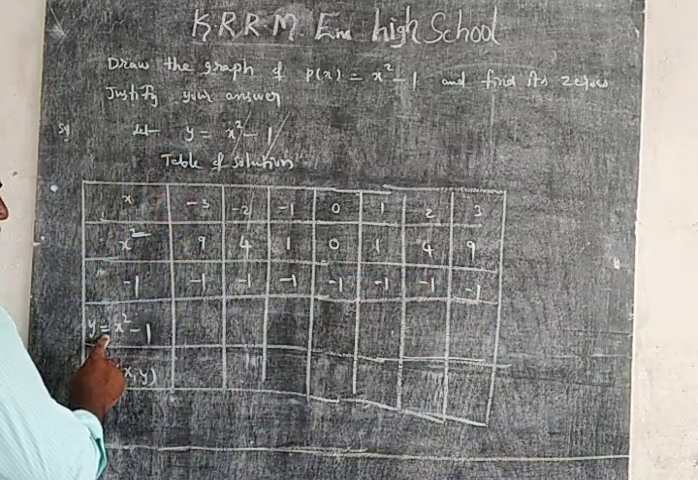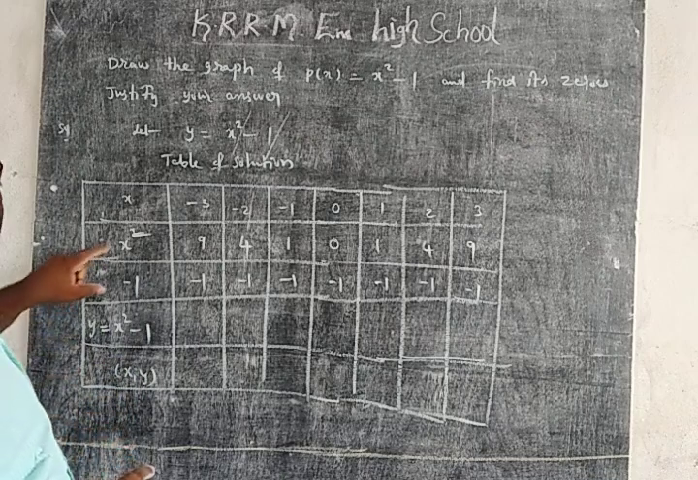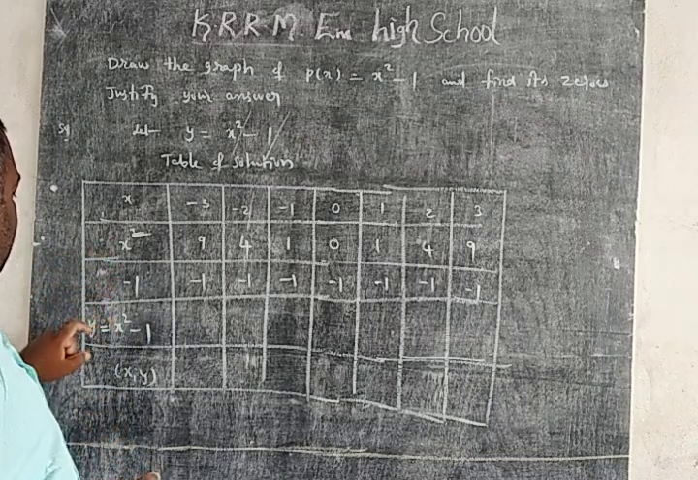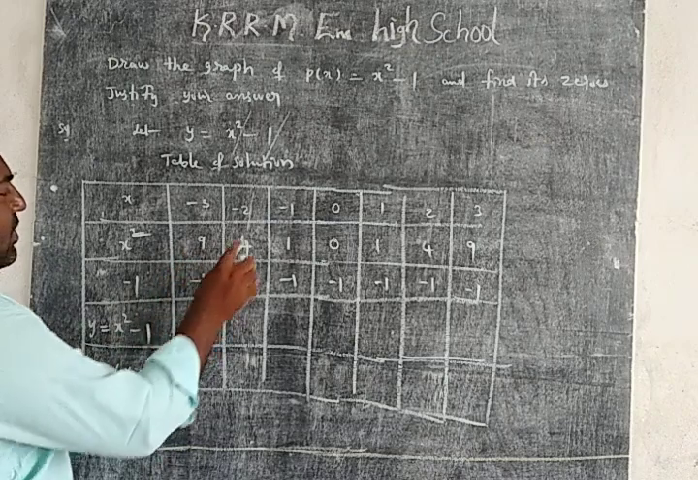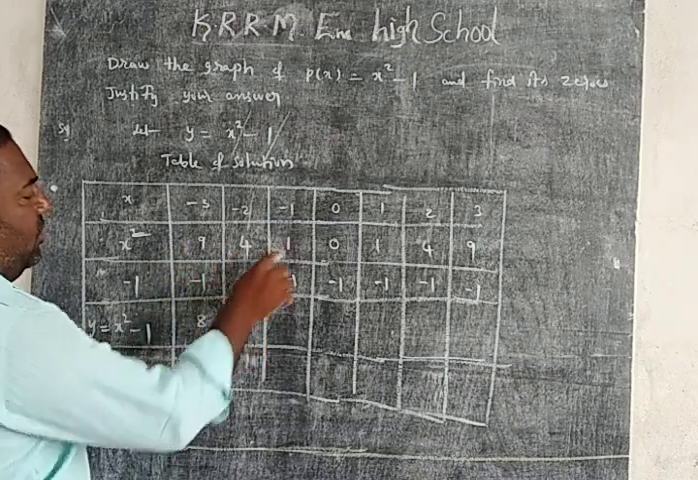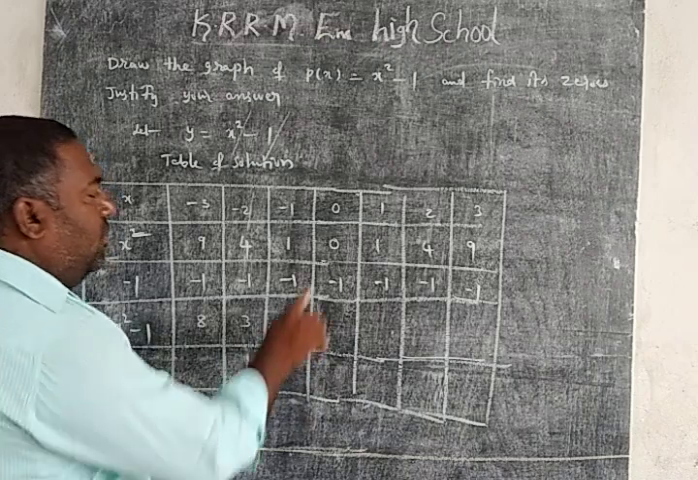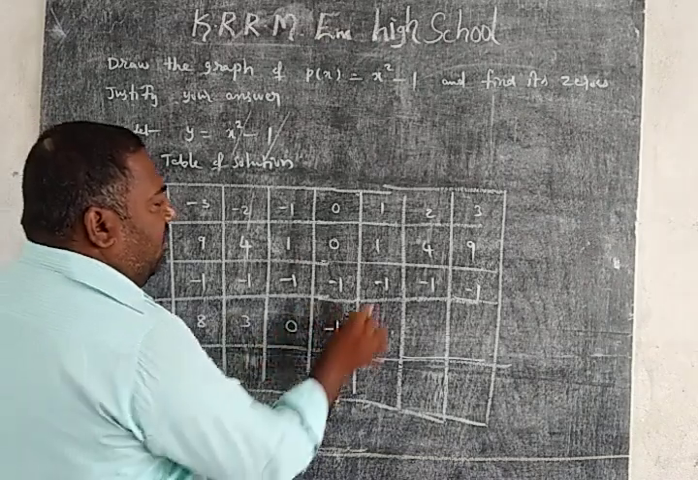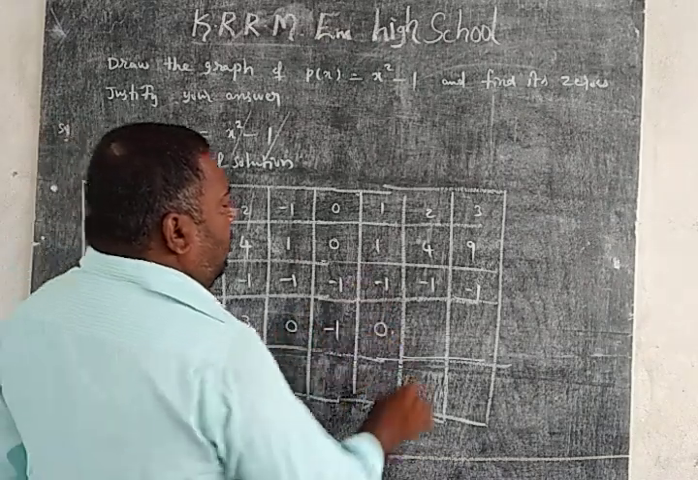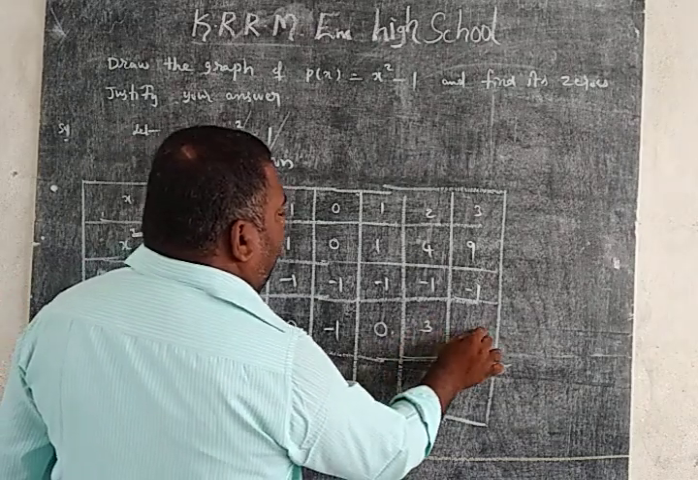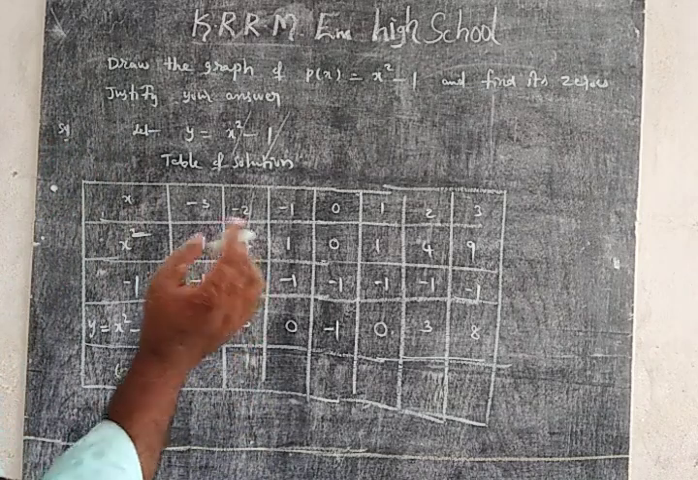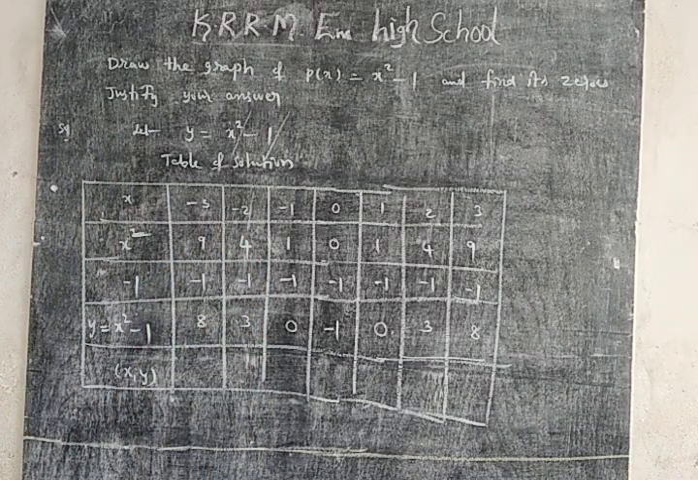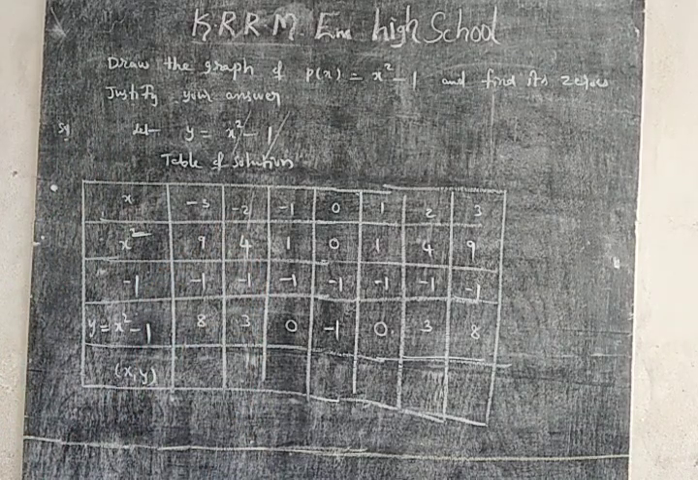Then y, which is equal to x square minus 1 values. So we add the x square and minus 1 values to get y. Here 9 minus 1 is equal to 8, 4 minus 1 is equal to 3, 1 minus 1 becomes 0, 0 minus 1 is minus 1, 1 minus 1 is 0, 4 minus 1 is 3, 9 minus 1 is equal to 8.